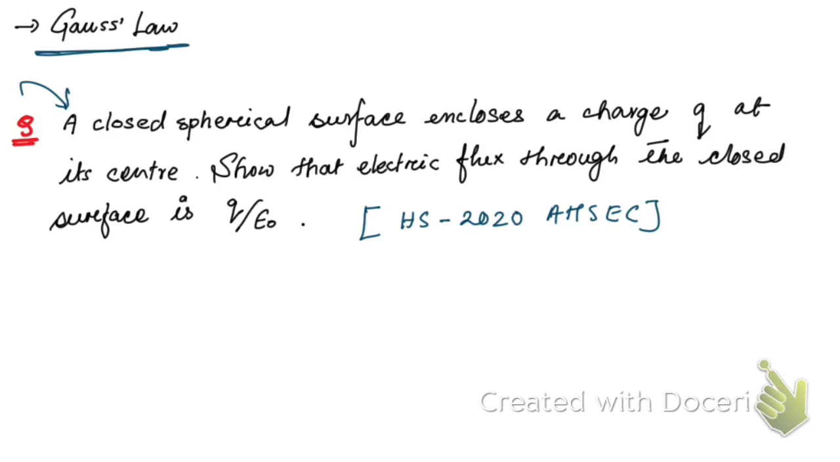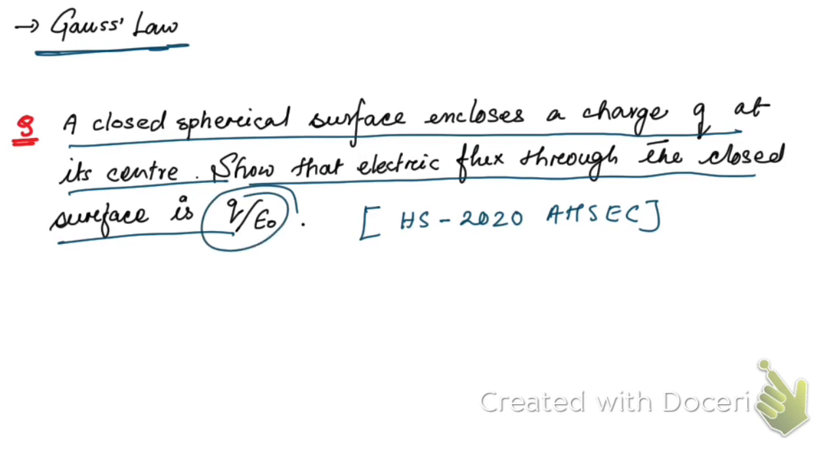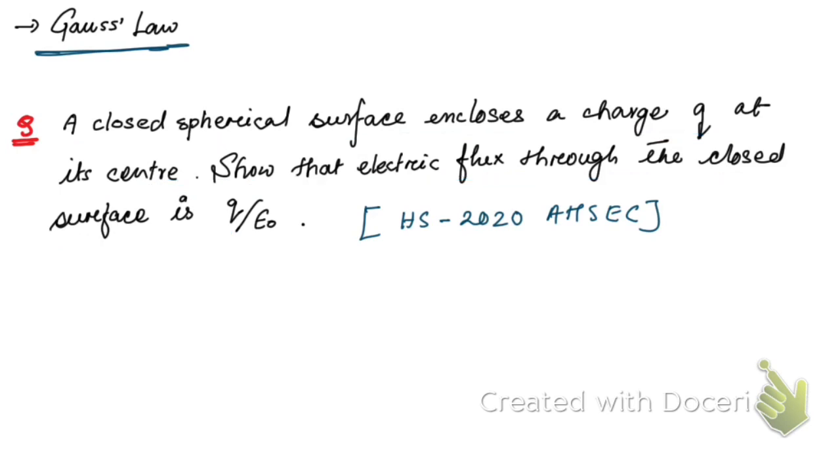What is asked here is that a closed spherical surface encloses a charge q at its center, so that the electric flux through the enclosed surface is q by epsilon naught. Actually, this is the statement of Gauss law. Let me write the statement, then you will understand the question better.